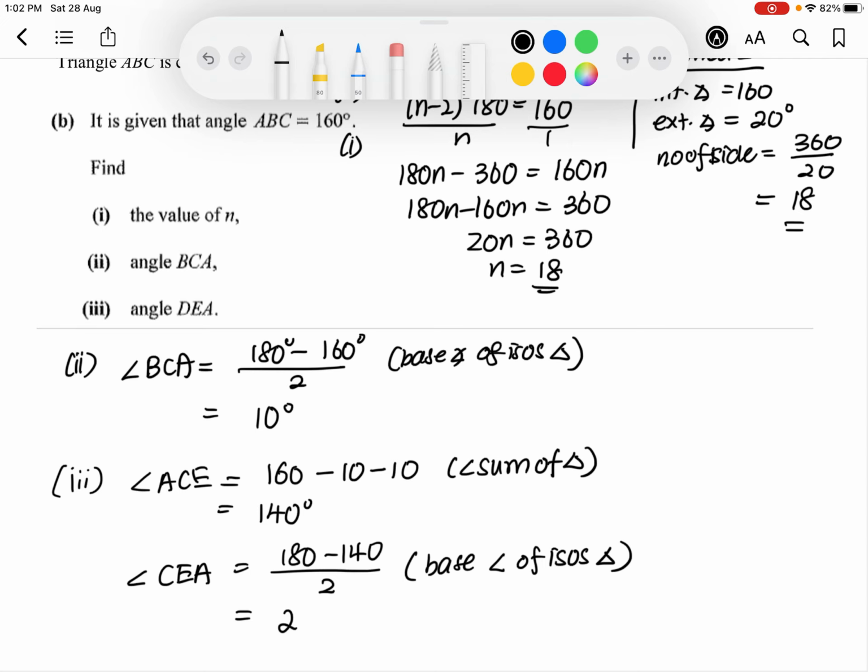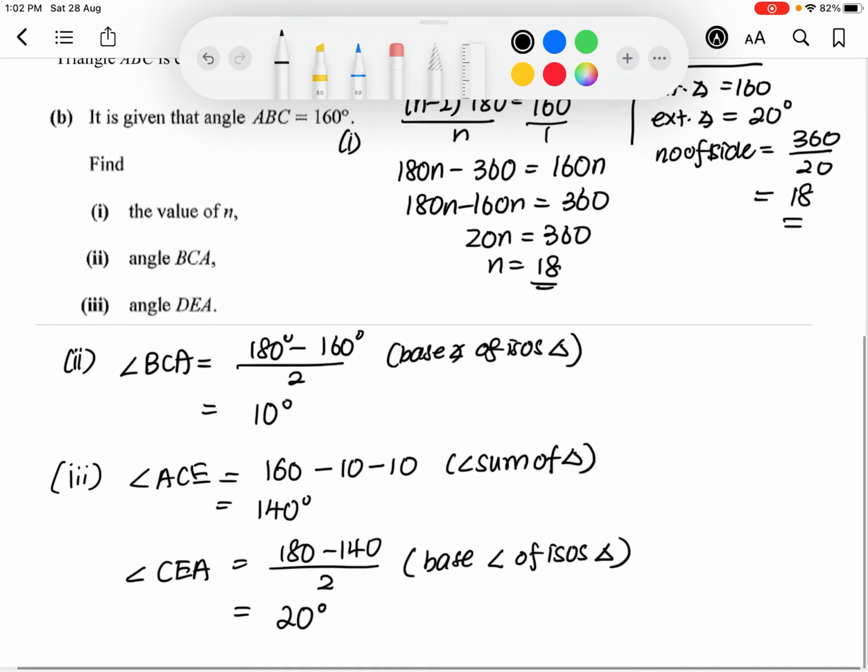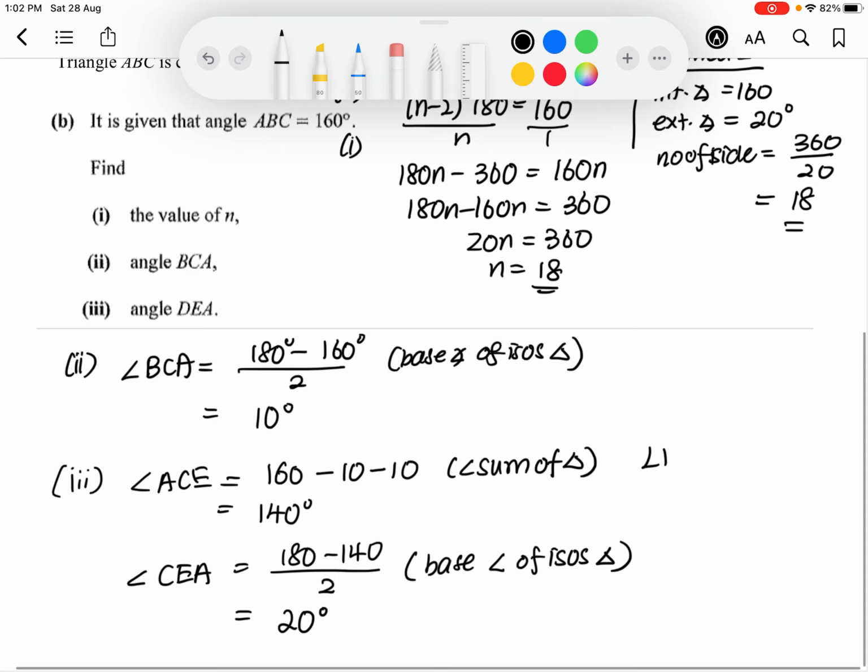And that gives me 20 degrees. So now I know that this is 20 degrees. I want to find angle DEA. That will be 10 plus 20. So angle DEA will give me 10 plus 20 degrees.